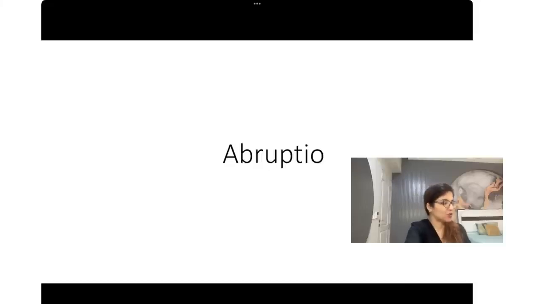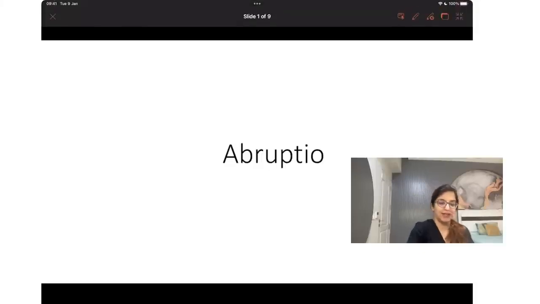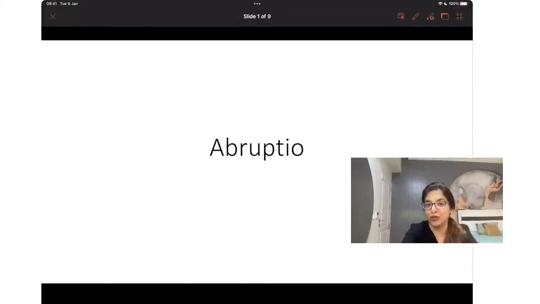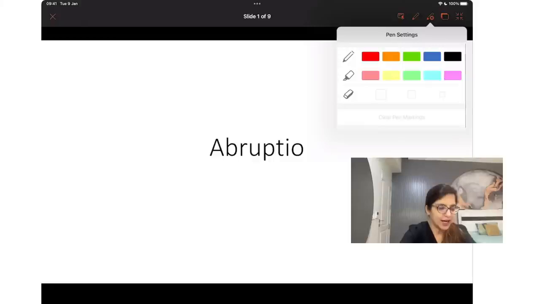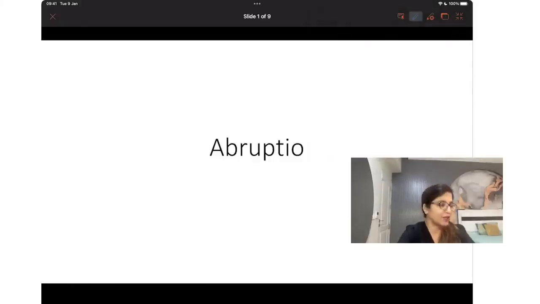ठीक है, चलो. So let's begin with a very important topic, and that is abruptio. Now abruptio is not as tricky as placenta previa. बहुत plain and simple management भी होता है abruptio का, and बहुत plain and simple discussion है abruptio का. Entire abruptio will be covering today in short.